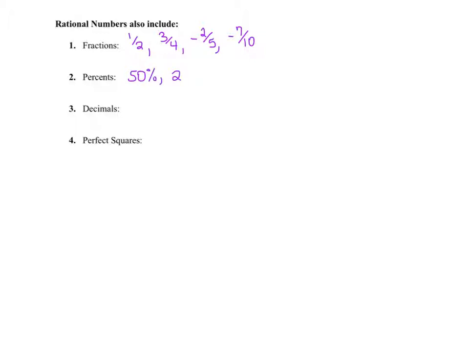200% is another example of a rational number. And also negative percents like -4.5% is a rational number. Decimals are also rational numbers, but they're decimals that end or repeat. So only decimals that end or repeat are rational numbers.